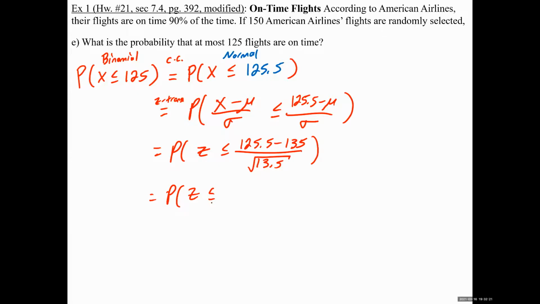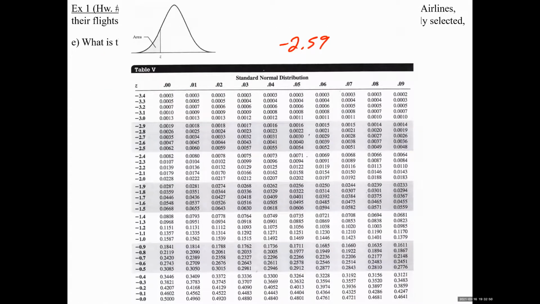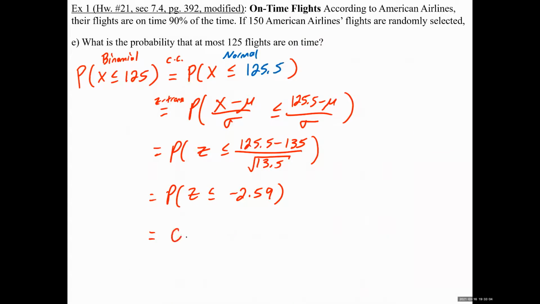So let's see, 125.5 minus 135 divided by square root 13.5. And I'm getting negative 2.5855, which rounds to negative 2.59 after 2 numbers after the decimal. Okay, so you do the z transformation, you get negative 2.59. And now it's a z less than problem, so you just look that up in the table, negative 2.59 in the table. Negative 2.5. So there's the answer to that one, 0.0048. Okay, questions on part E?